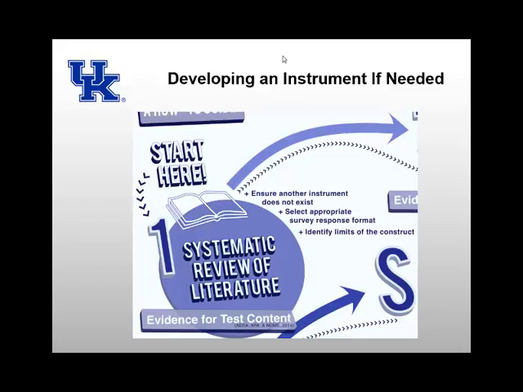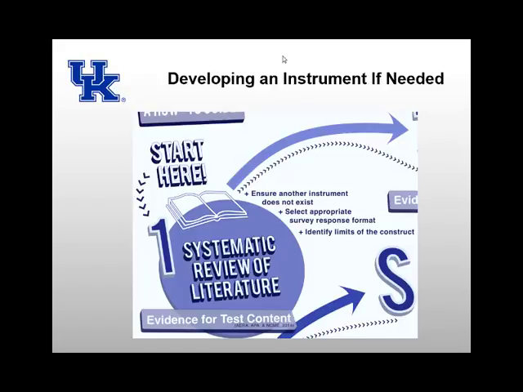Where's our first starting point if we want to develop a scale from scratch? If we say there's nothing in the literature that I feel like I could rely on, we start with that strong systematic review of literature. So this might be in reviews that already exist. This might be in something you have to do completely by yourself. But first, checking, making sure that instrument doesn't already exist.